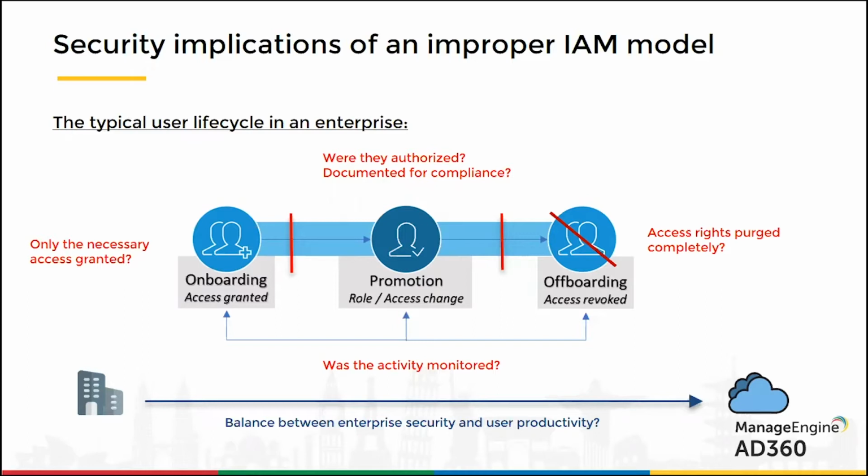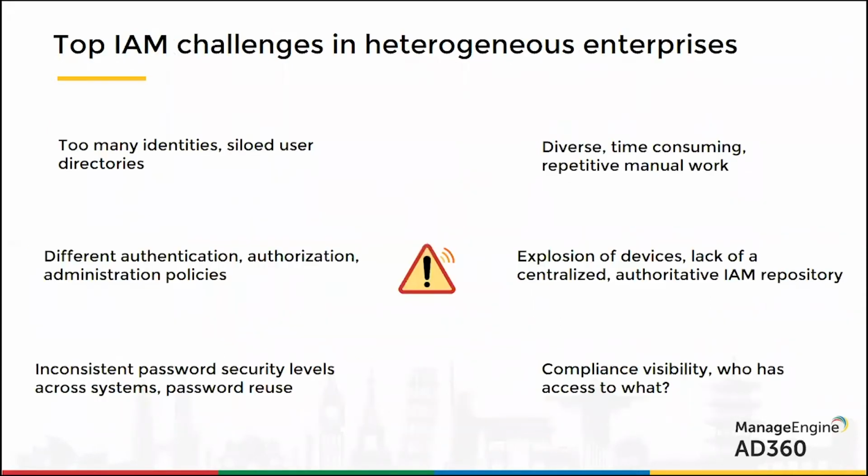Another important thing that we need to take into consideration here is that building on security alone will not work. We need to maintain a balance between enterprise security and user productivity. We can go about building on security, but at the end, if our end users are not comfortable, or if they are annoyed by the security protocols that we have set up, that in itself could be a security threat. This is just one example of how an improper IAM model can affect your organization. But let's take a look at a few challenges of an improper IAM model in enterprises.